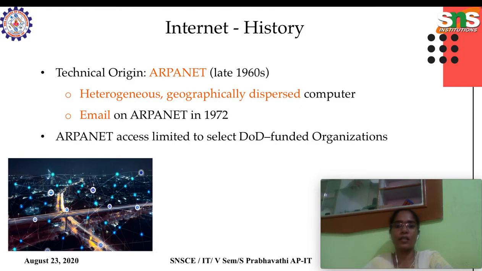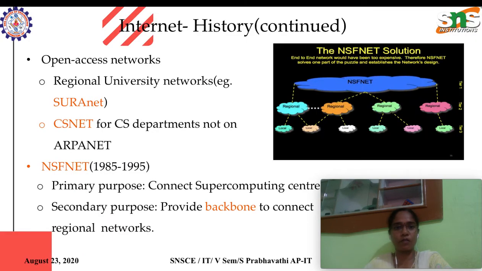Okay, and since it was a government funded project, its accessibility was limited to only certain funding organizations like some universities and some other organizations. It doesn't grow much, though it was very successful and popular. Since it was funded by the government organization, it was not able to grow as big as today. And of course in 1972 ARPANET developed email. Okay, so ARPANET is the origin for today's internet world.